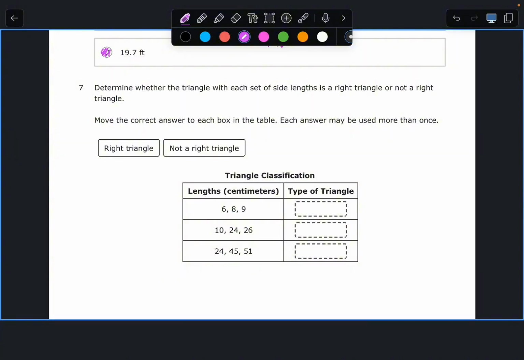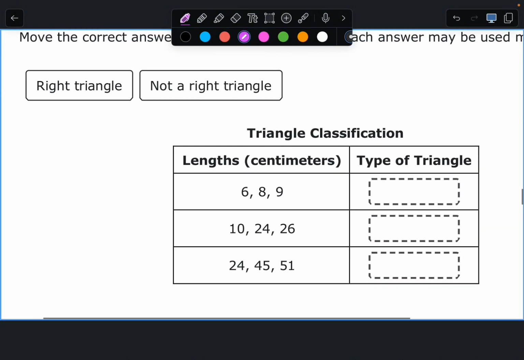This is a drop down. Each box counts as a separate question. You can't miss these kinds, okay? First, you want to label your A, B, C. C is always the biggest number. So what's the biggest number in the first set? 9. The smallest is 6. So this is A, B, C.